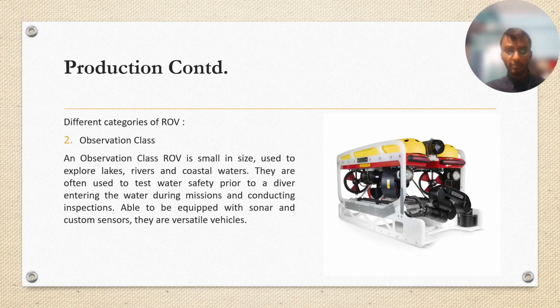The second category of ROV is the observation class. An observation class ROV is small in size, used to explore lakes, rivers and coastal water. They are often used to test water safety prior to a diver entering the water during a mission and conducting inspection. It is able to be equipped with sonar and custom sensors. They are versatile vehicles. A picture of an observation class ROV is shown on the right side.